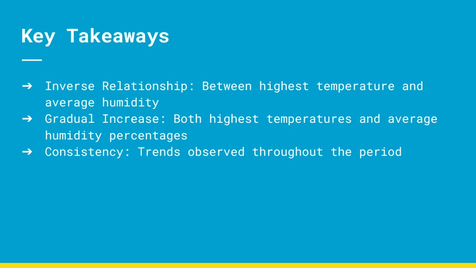And key takeaways as a final note, we had an inverse relationship between highest temperature and average humidity. There was a gradual increase in both the highest temperatures recorded every season and the average humidity percentages that were recorded on that relative day. So it is a very small increase that I noticed, but it can be noted. And of course, trends were all consistent and observed throughout the period.